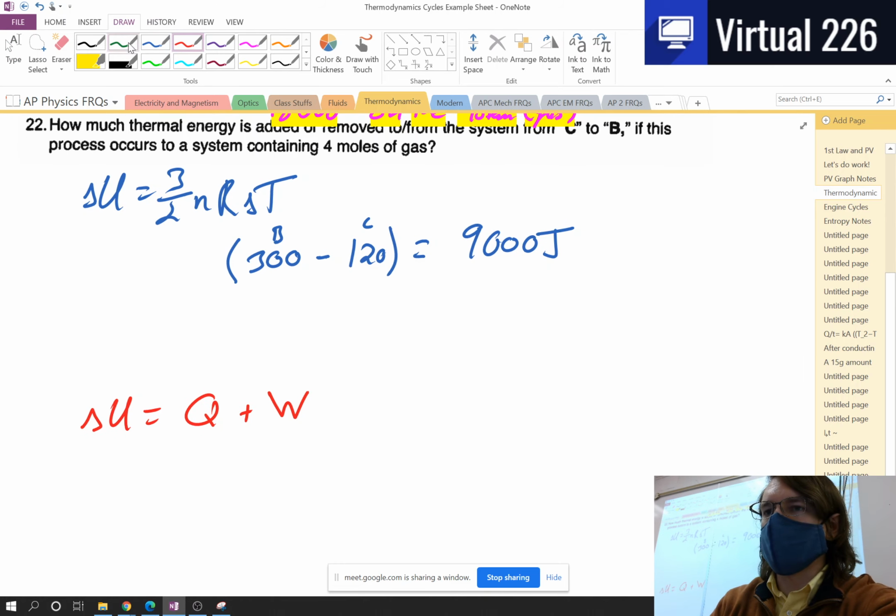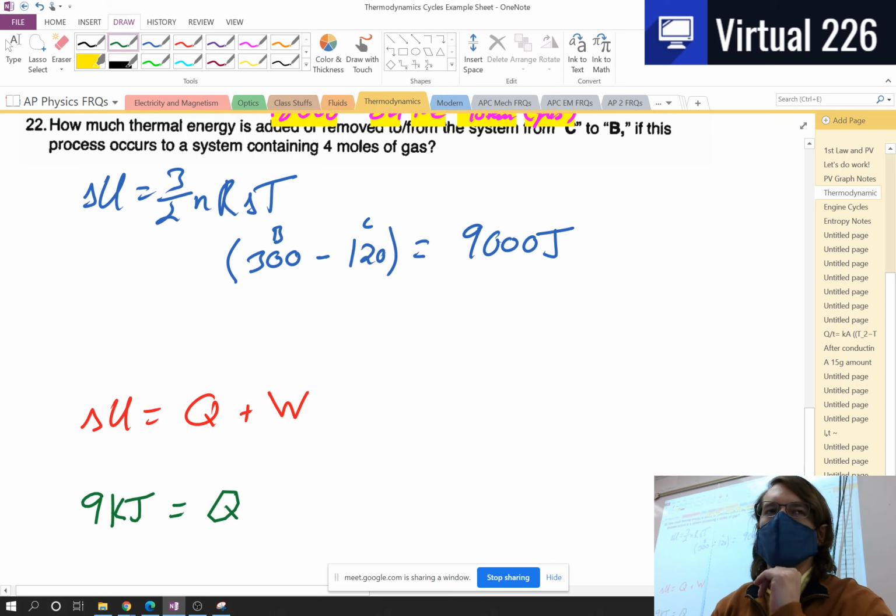So when we go ahead and use the first law, delta U equals Q plus W, what we're going to find here is we're going to have 9,000 joules, or I can just write it as 9 kilojoules, equals Q, that heat that we're looking for, either added or taken away from the system, and then the amount of work done on or by this system here.